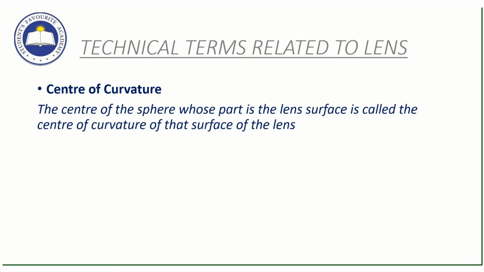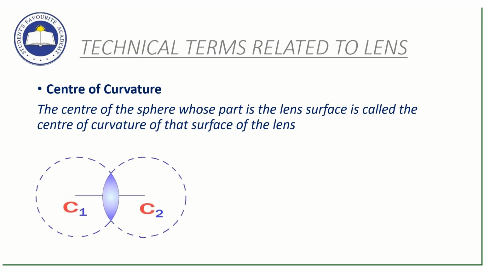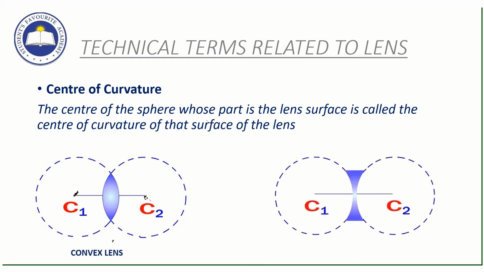Then the next term is center of curvature. Center of curvature is defined as the center of the sphere. These lenses are parts of spheres like this: with two spheres cut in this manner, a convex lens is formed. So this is the center of this sphere, C1, and C2 is the center of this sphere. These are the centers of curvature. The center of the sphere whose part is the lens surface is called the center of curvature of the lens. Basically, center of curvature is the center of the sphere of which the lens is a part. That is a simpler way of saying it. Both the definitions are the same.